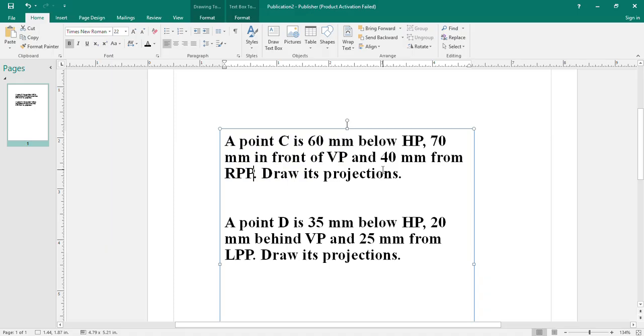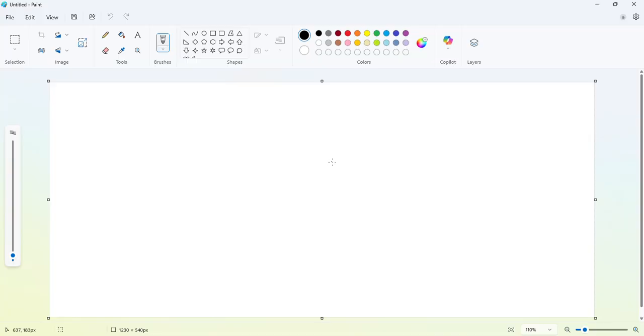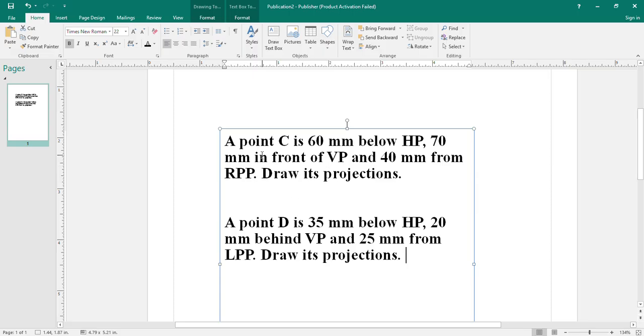So this question is about the left side view, and in the second question the projection is on LPP, the left projection plane, which is at a distance of 25 mm. So it refers to the right side view. So let's start with some understanding of this question.